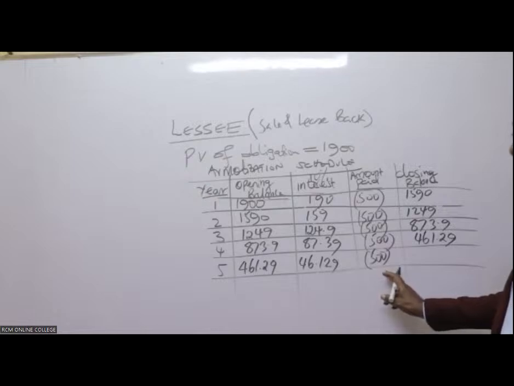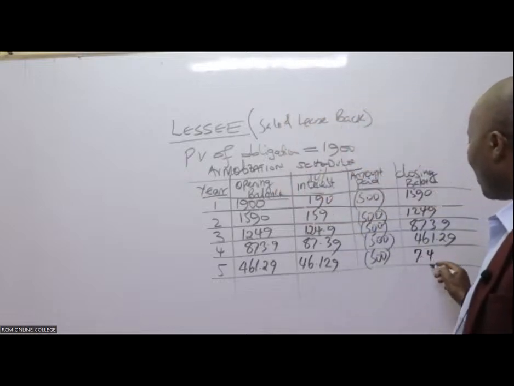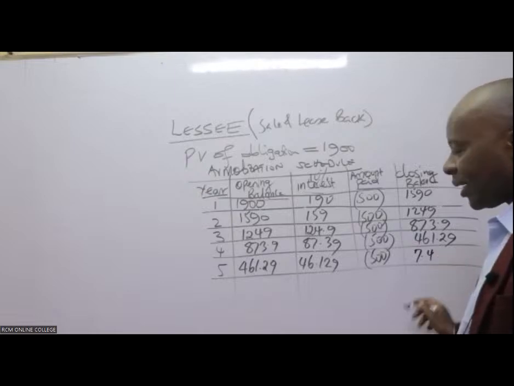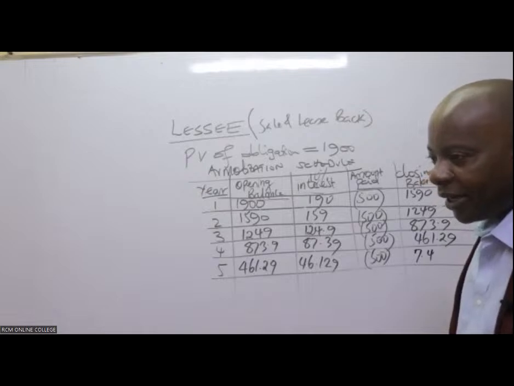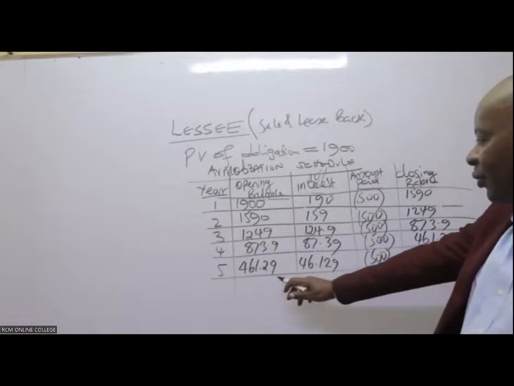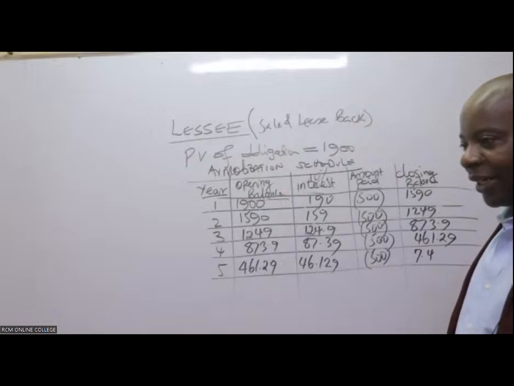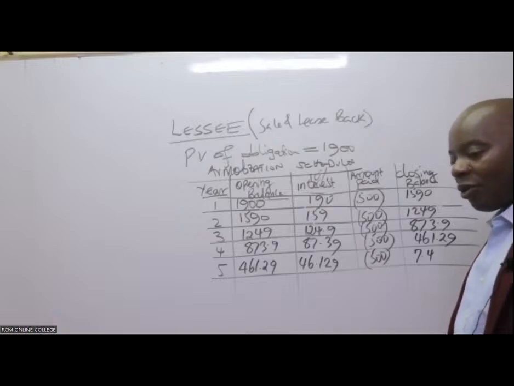So can somebody take this amount plus this amount minus the reduction in the obligation? Give me a figure. They're saying 7.419. I don't know how they got it. Just check. Because this is 46 plus 461, it should be coming to 407. 7.419, right? Quite high. But those are rounding off errors, ladies and gentlemen.